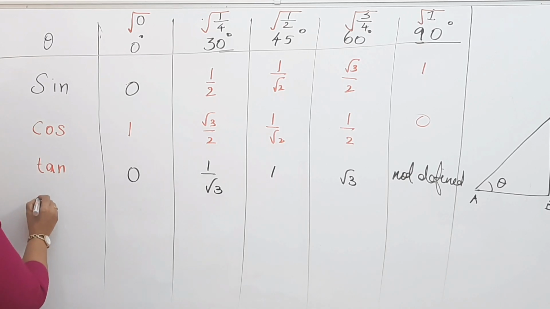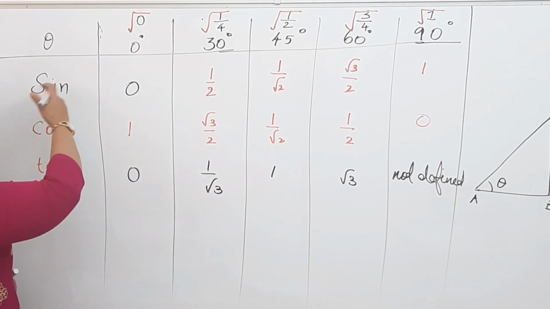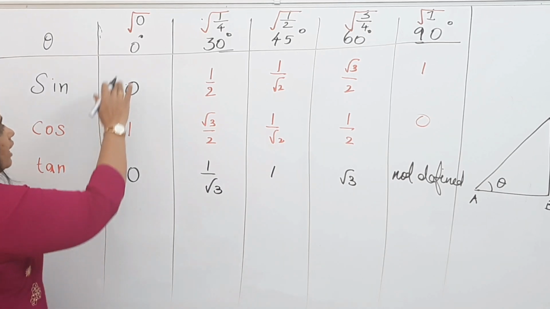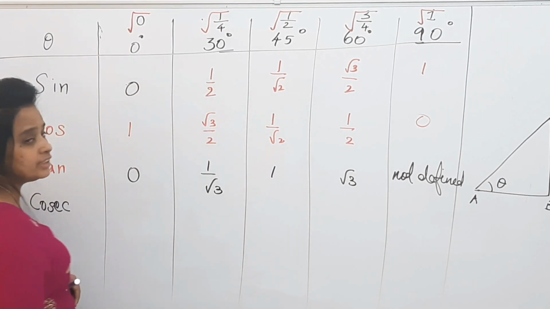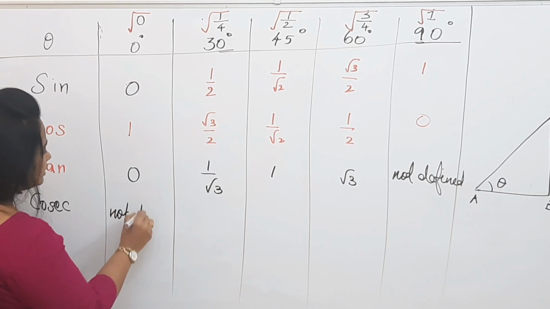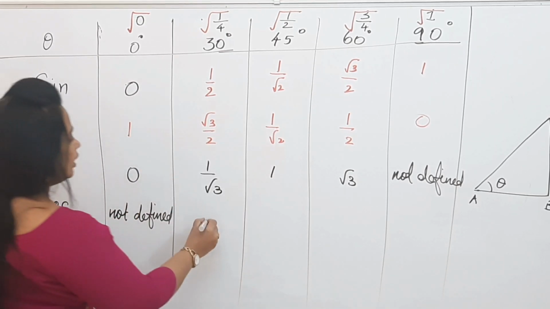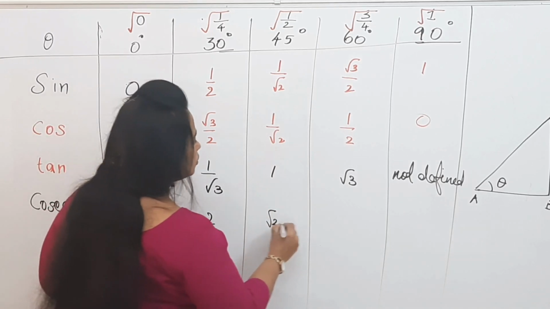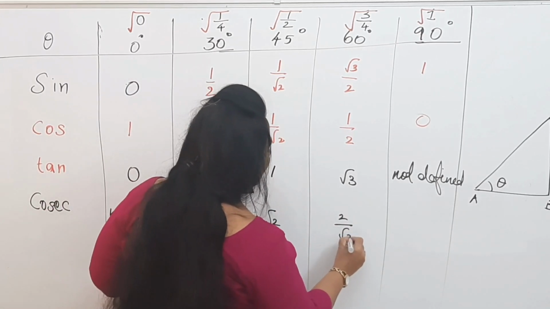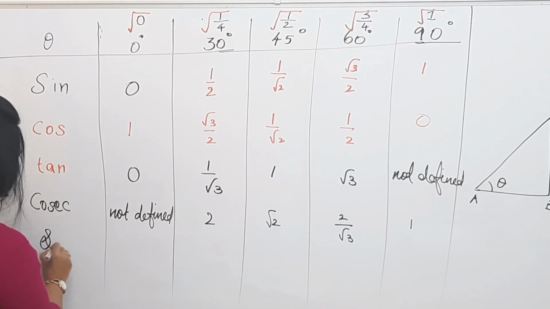Now we go for cosec. I told you cosec is the reciprocal of sine. So take 1 by all the values, the reciprocal. So 1 by 0 is again not defined. And this one is 2, and this is root 2, and this is 2 by root 3, and this is 1.